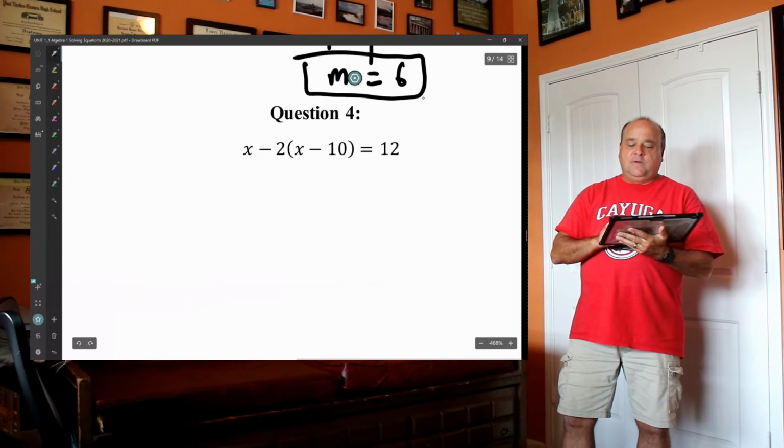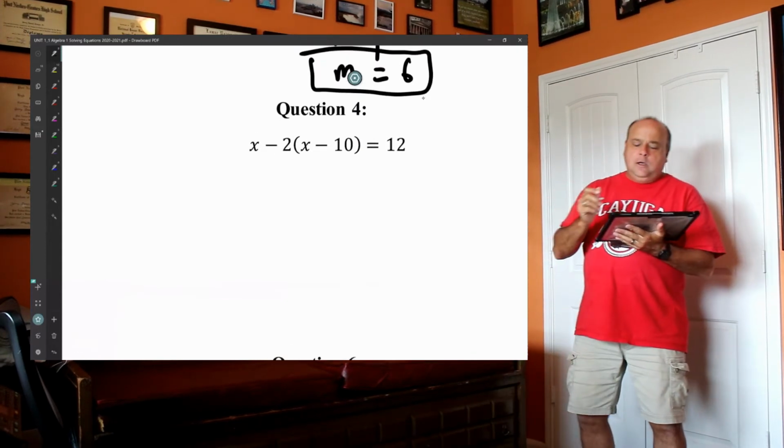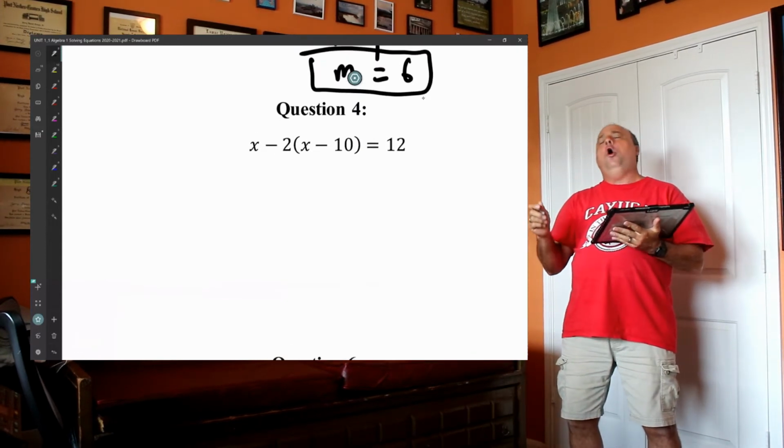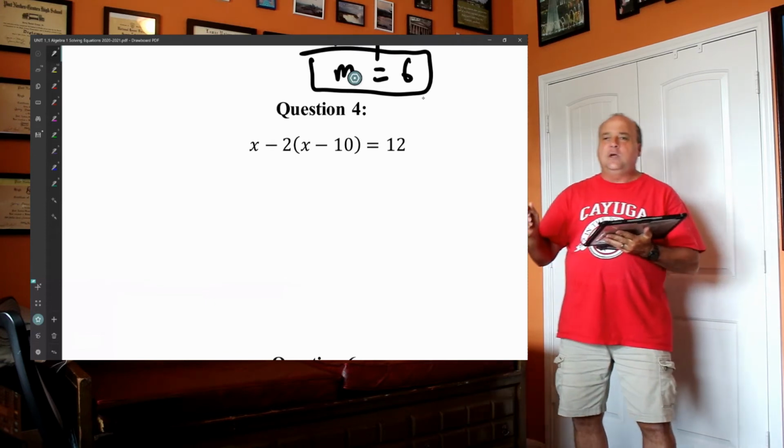Let's go to question number 4. So much fun! Okay, question number 4. Mr. Toops loves solving equations.